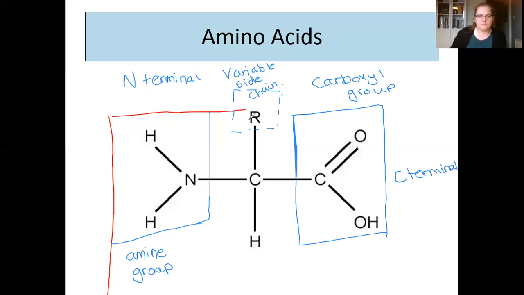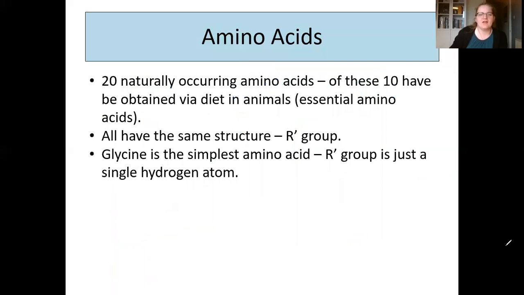For example, let's get the next page. Okay, so amino acids, we have 20 of them occurring naturally. We have 20 naturally occurring amino acids.